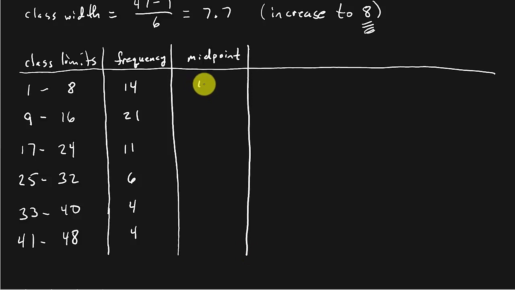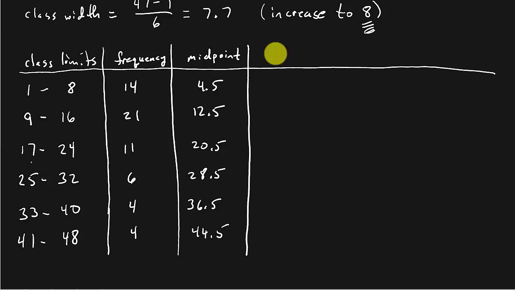So what did we get here? We got 4.5 here. We got 12.5 here. And then we've got 17 plus 24 divided by 2, that's 20.5. Then 25 plus 32 divided by 2 is 28.5. And then 33 plus 40 divided by 2 is 36.5. And then 41 plus 48 divided by 2, that is 44.5. And so there's your midpoints.